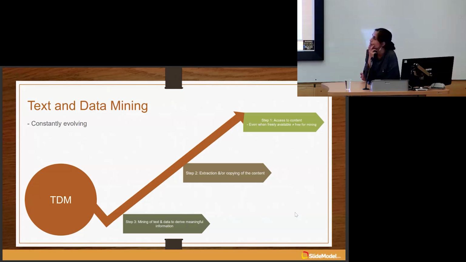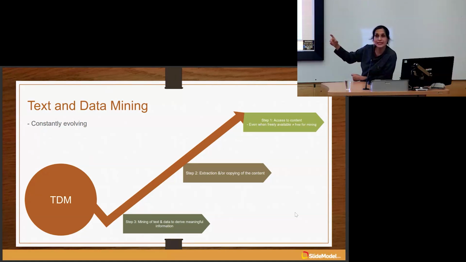really take place, right? Now, text and data mining is a process wherein you use data to identify certain correlations, patterns, statistical insights, and it is also being used to generate output. There are many steps, but broadly speaking, there are three fundamental steps when I talk about text and data mining. The first step is access to content, right? I need content, I need data. The second step is extraction and copying of this content. And the third step is mining of text and data to derive meaningful information.